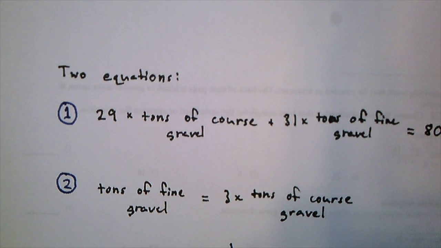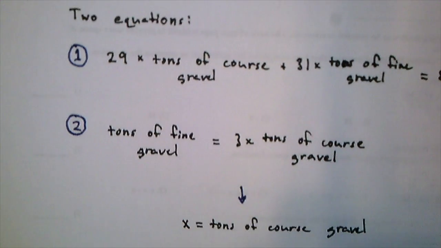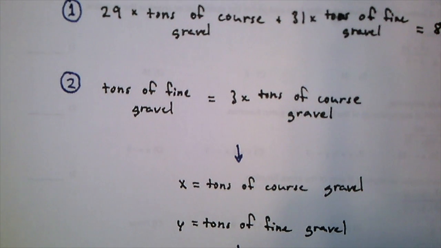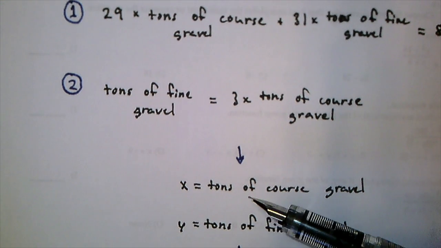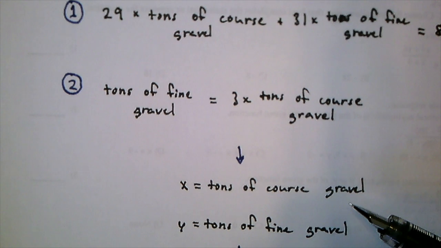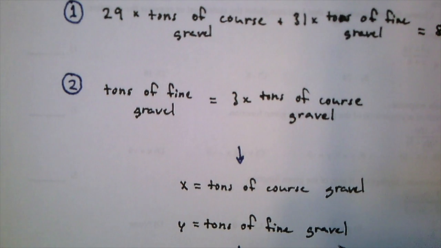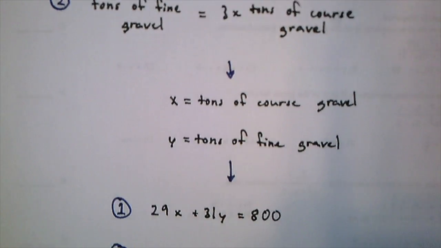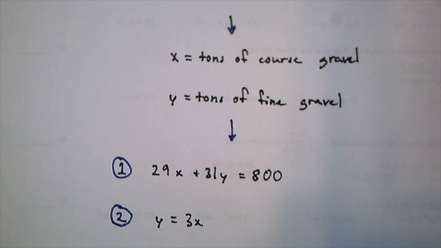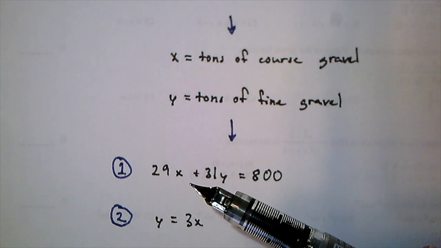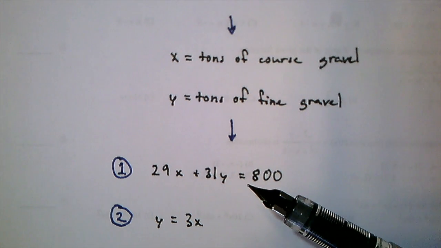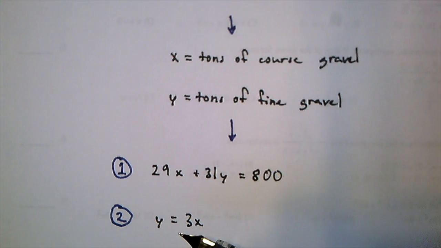Next, we need to translate this into a more mathematical equation by choosing variables. I'm going to use x to represent the tons of coarse gravel and y to represent the tons of fine gravel. Once we make that change, we get 2 equations. 29x plus 31y equals 800, and the second equation, y equals 3x.